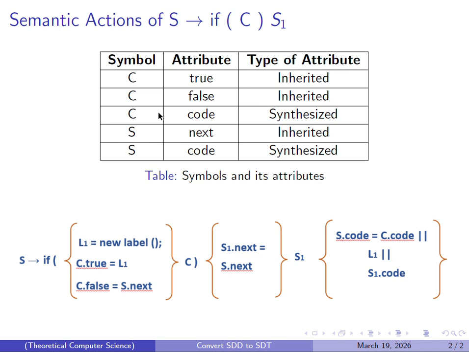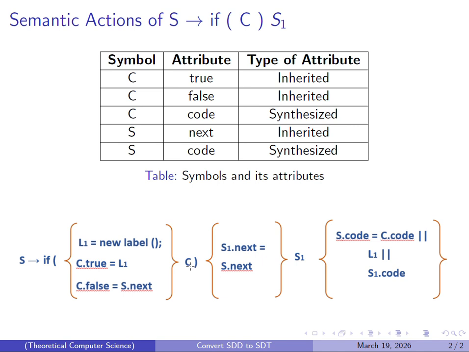Now if you look at the attribute C dot true, it is actually an inherited attribute. So it has to be written before C in the right hand side. So you're writing C dot true equal to L1, where L1 is a new label, which you're going to write here like this. Now false is again an attribute of C, which is an inherited attribute. Hence you're going to write it before C is written in the right hand side. So you're going to write C dot false equal to S dot next.